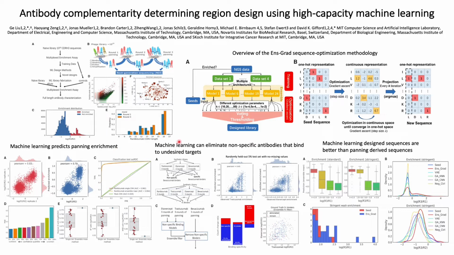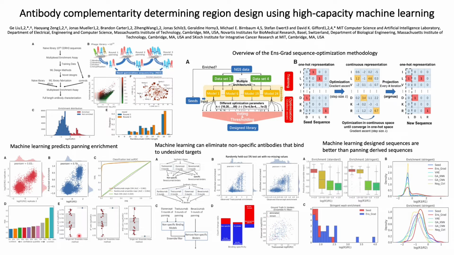This paper also talks about 3 ways of using machine learning algorithms. The first is to predict the panning enrichment. As we can see here, for the experimental enrichment and the predicted enrichment, their Pearson R is relatively close. And they also show a high area under the curve for AU-ROC using the convolutional neural network.